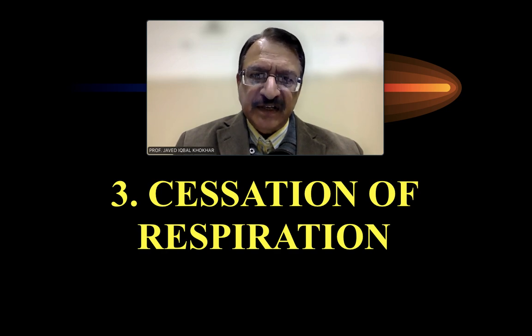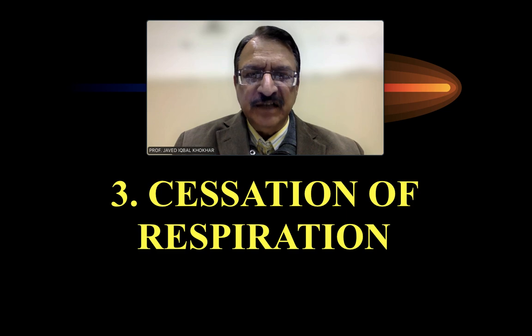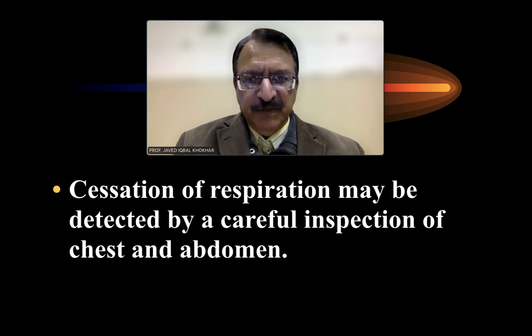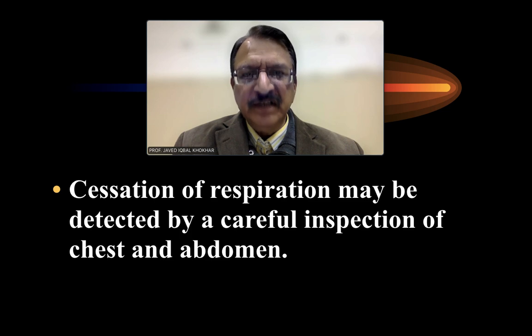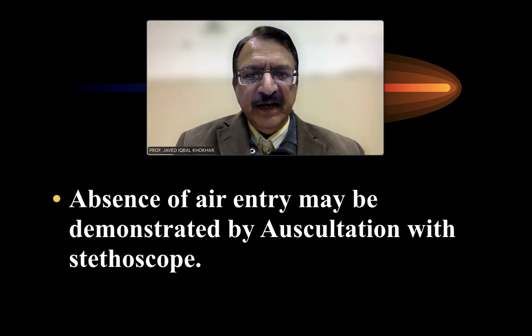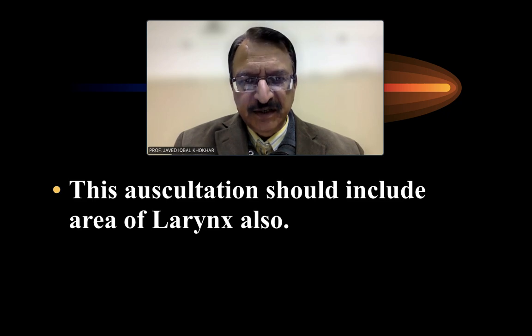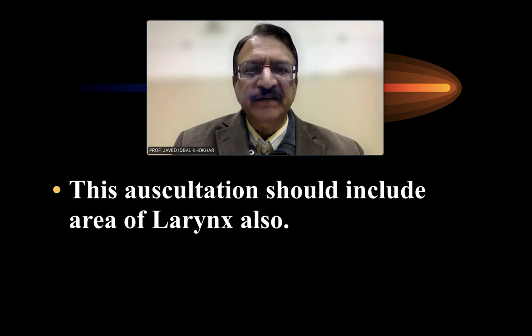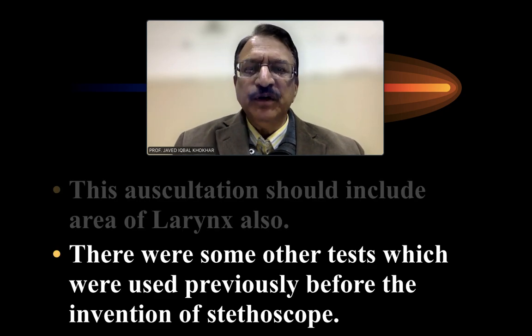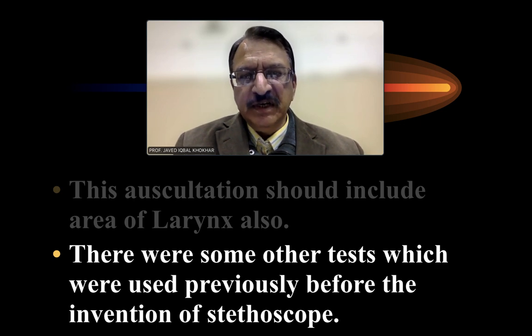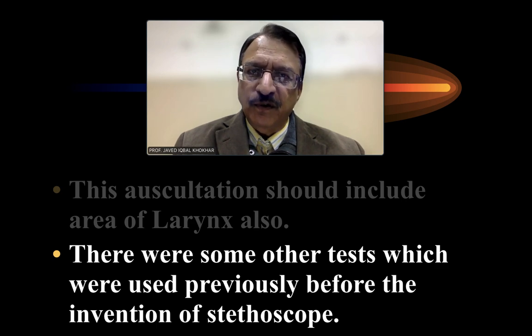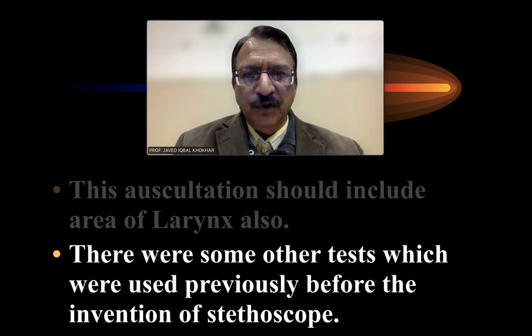Then the third is the cessation of respiration. So these three vital systems: first we discussed the central nervous system, second the cardiovascular system, and the third is the respiratory system. Cessation of respiration may be detected by careful inspection of the chest and abdomen. Absence of air entry can be demonstrated by auscultation with stethoscope, and this auscultation should also include the area of the larynx. There may be some other tests which were used previously, but they are now history because since the invention of the stethoscope it resolved all the issues, and those obsolete tests are not in use now; we only trust the use of stethoscope.